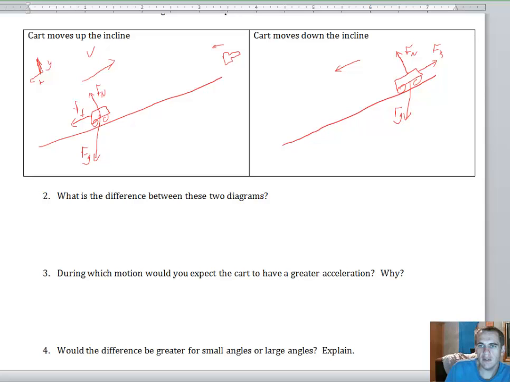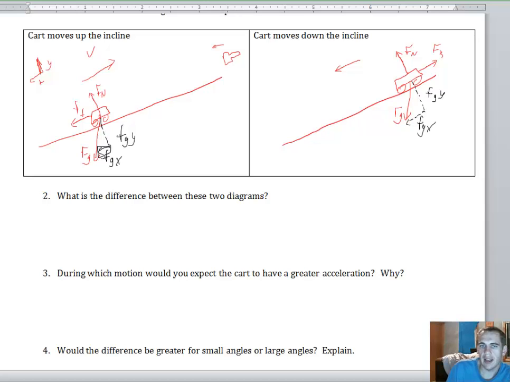Now, really with gravity, you've got to pay attention because if along the incline is positive x, then gravity's not pulling in the x direction, and it's not pulling in the y direction. So we have to find its components. So this is Fg in the y direction, and this is Fg in the x direction. Similar process over here: Fg in the y direction, Fg in the x direction.